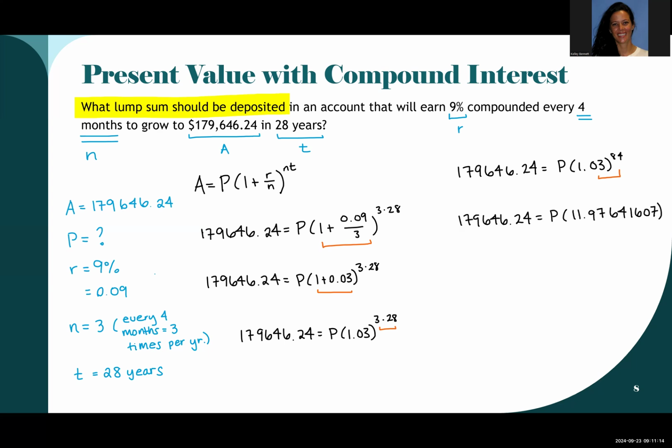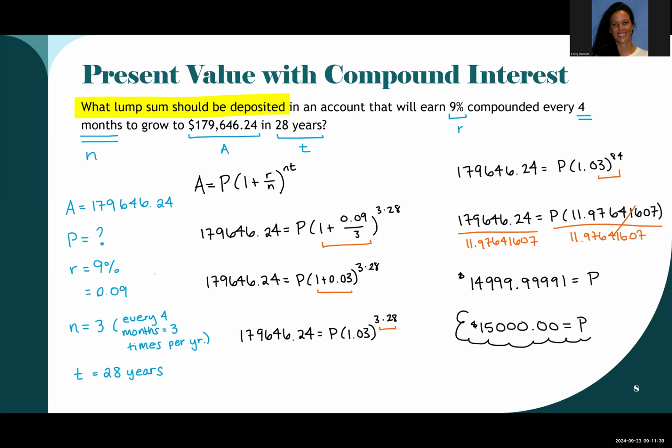So now what I have to do is I need to divide both sides by 11.97641607 in order to get P. Because that's going to cancel out on the right. And then on the left, I'll see that it's 14,999.99991. But again, this is money. This is how much do you have to deposit initially. So let's round to the nearest cent and we'll get $15,000.